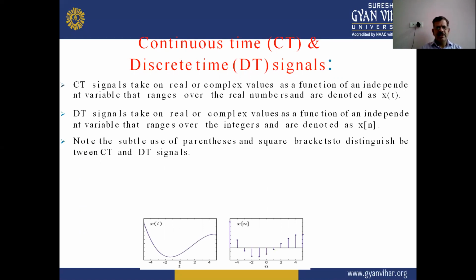So continuous time and discrete time signals. CT signals take on real or complex values as a function of an independent variable that ranges over the real numbers and are denoted by x(t). And DT signals take on real or complex values as a function of an independent variable that ranges over the integers and are denoted by x[n]. Note the use of parentheses and square brackets to distinguish between CT and DT signals.